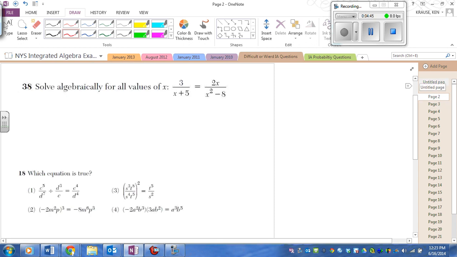Alright, so notice this is question 38. 37, 38, and 39 are the hardest questions of the test. They're very difficult. You got a lot of work to do. So, don't think you're going to do these easily.